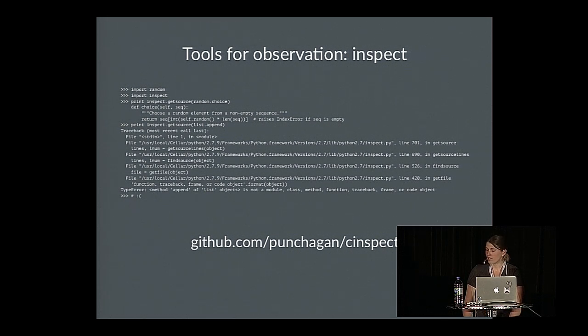And you can't tell if something's implemented in Python or C ahead of time without just knowing. So a friend of mine, Puneet Giganti, has written a tool called CInspect, which is a great hack that makes inspect work for C-implemented code also. And here's a link to that if you want to check it out.